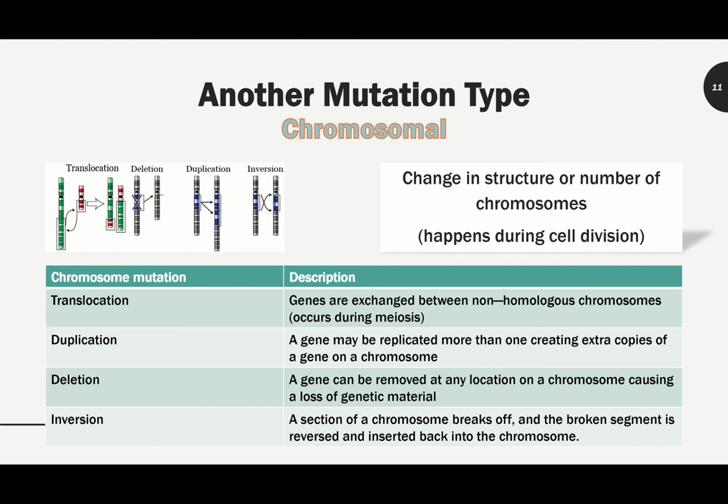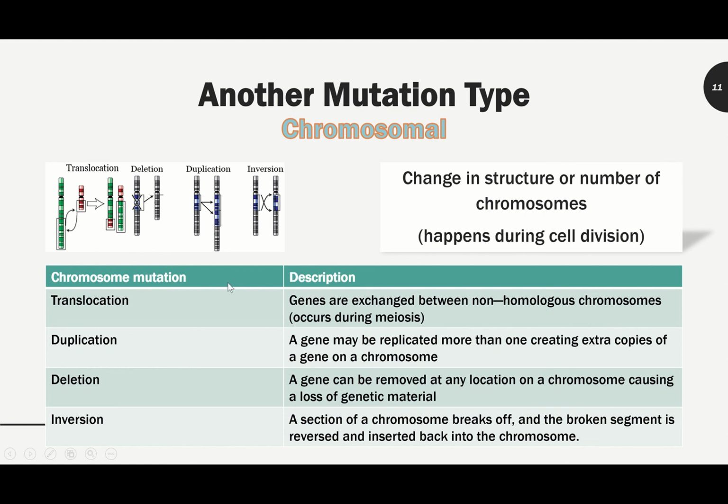There's translocation. Genes are exchanged between non-homologous chromosomes. Happens during meiosis. Duplication, a gene may be replicated more than one time, creating extra copies of a gene on a chromosome. So part of the chromosome may just be copied more than one time, and the new chromosome is essentially lengthened, and it contains two parts of the same genes. Deletion is just deleting part of the gene from a chromosome, and as a result, it gets shorter.